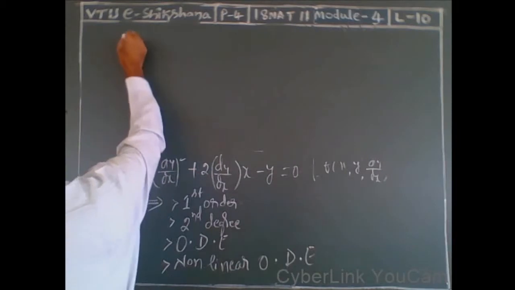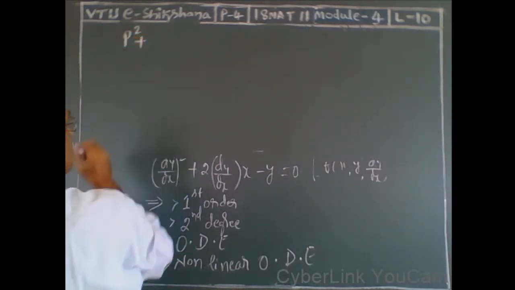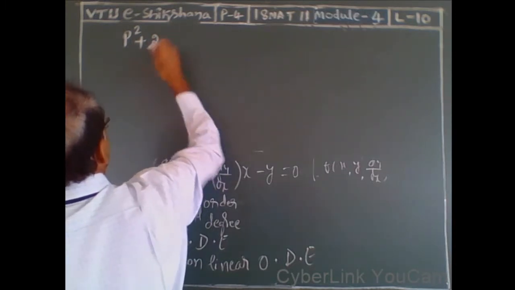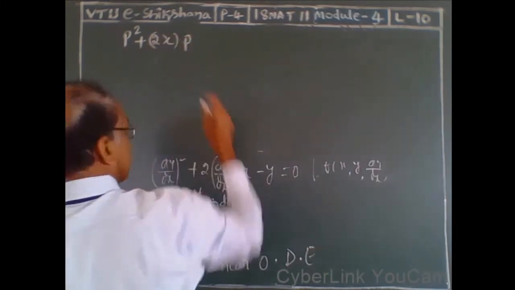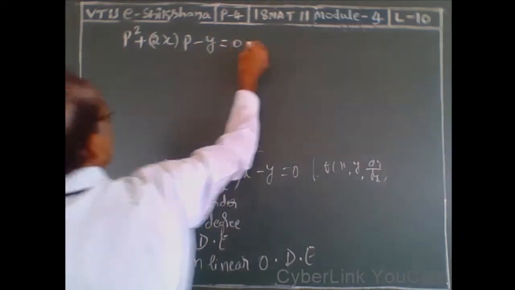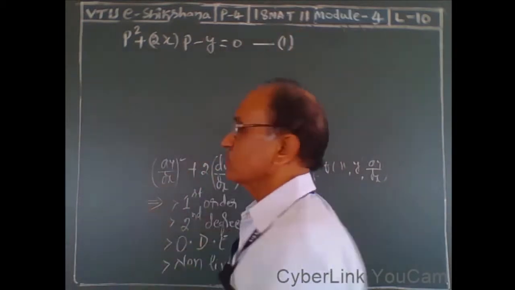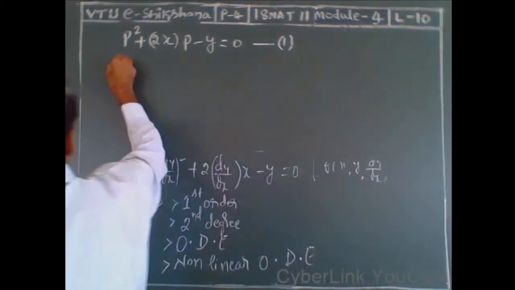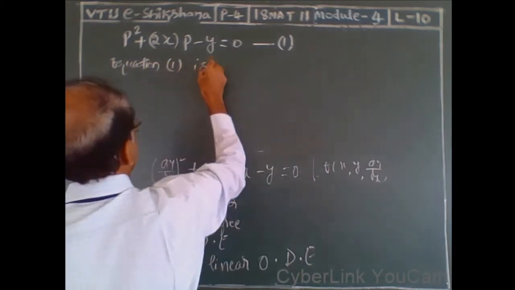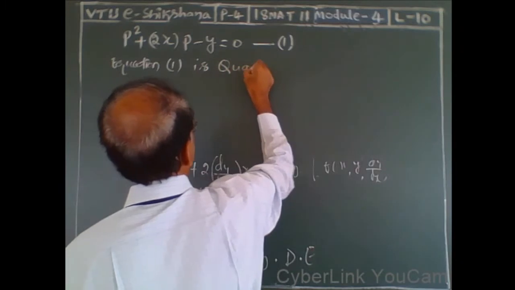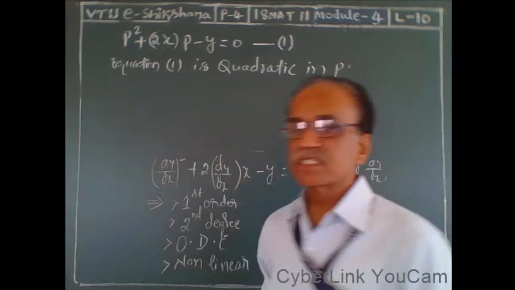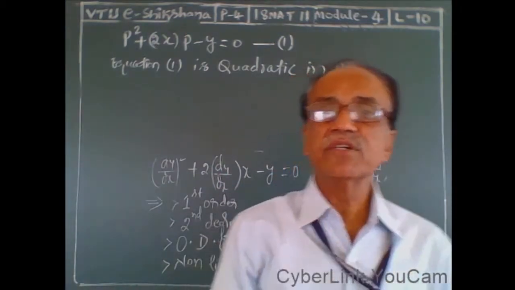It can be taken as p square plus 2px, that means 2x into p, minus y equal to 0. This is what you call equation 1. Equation 1 is quadratic in p. This is a second degree equation which is quadratic in p.